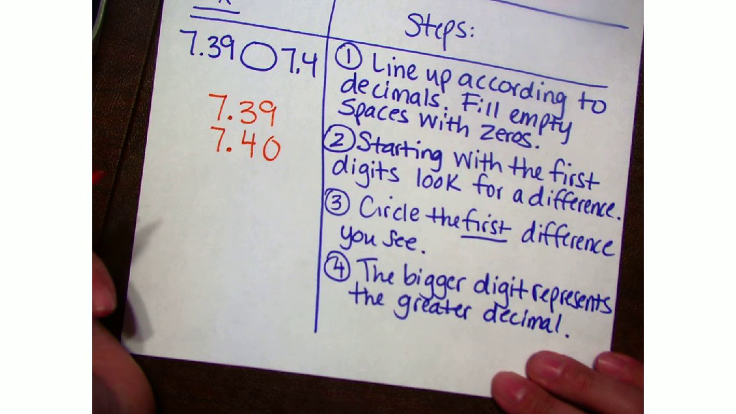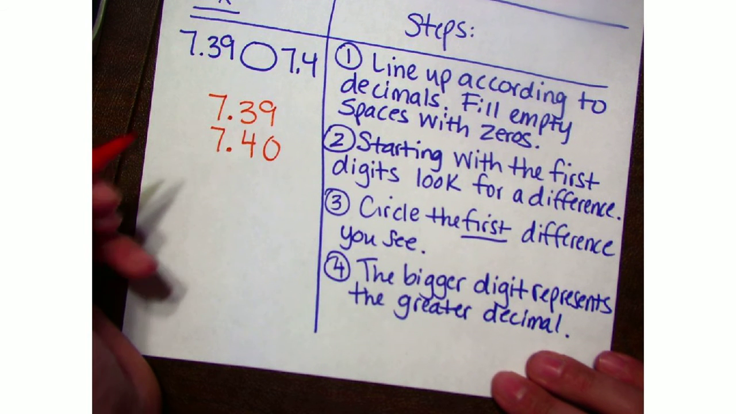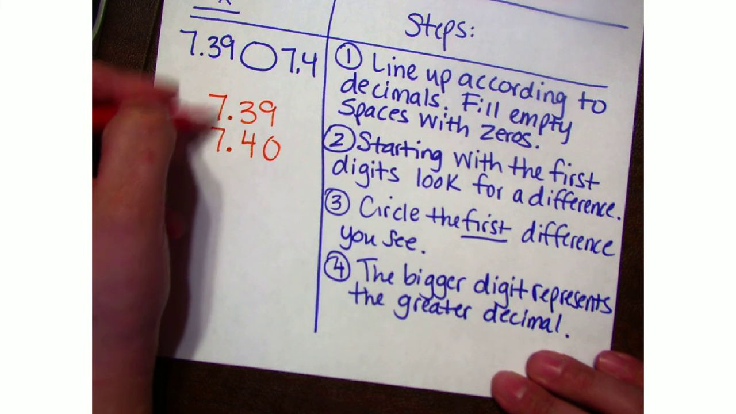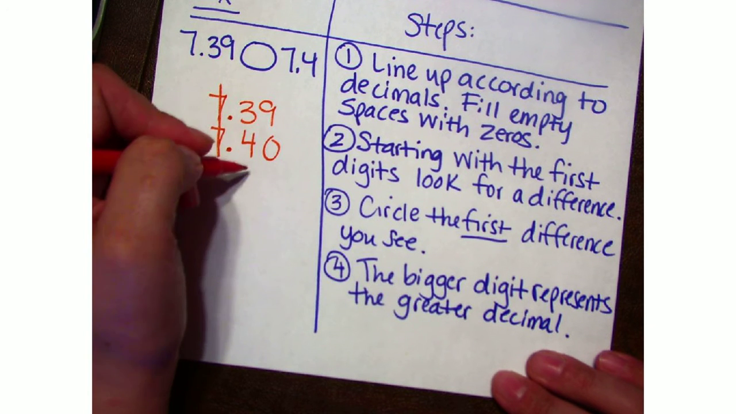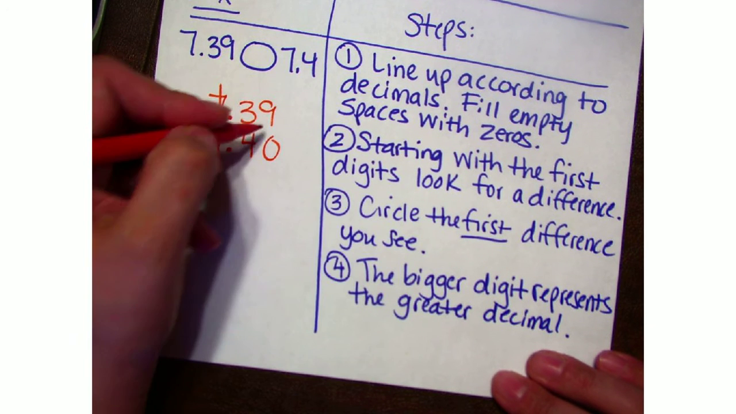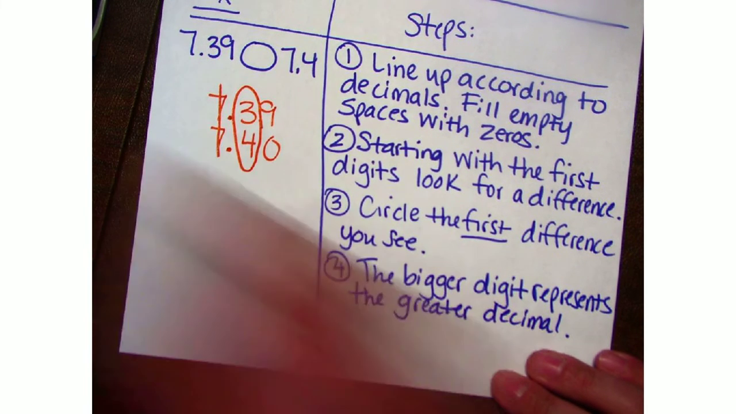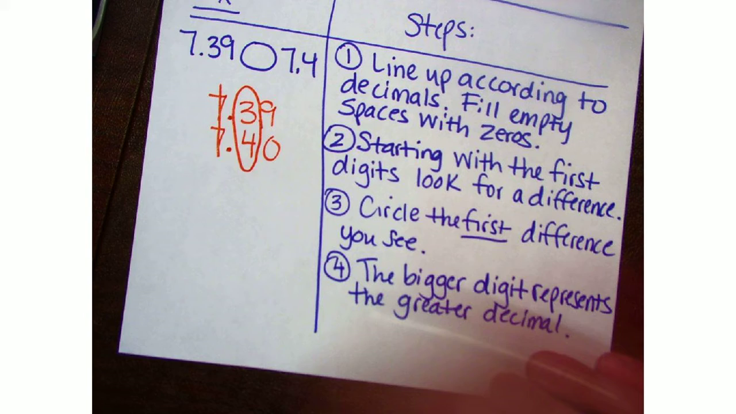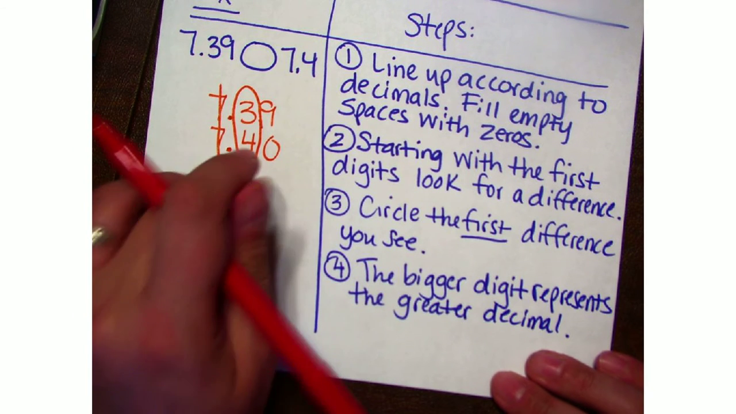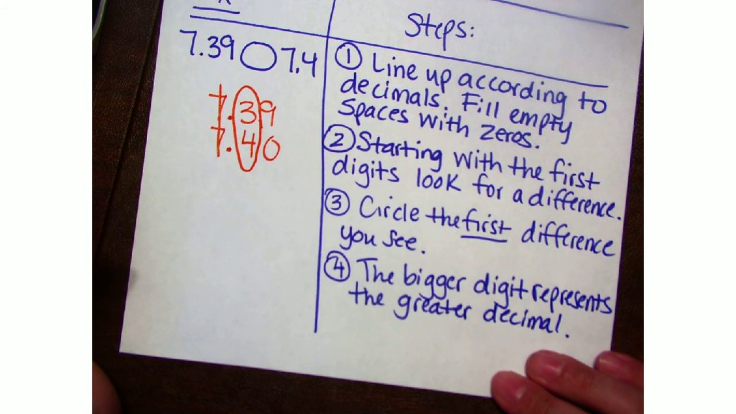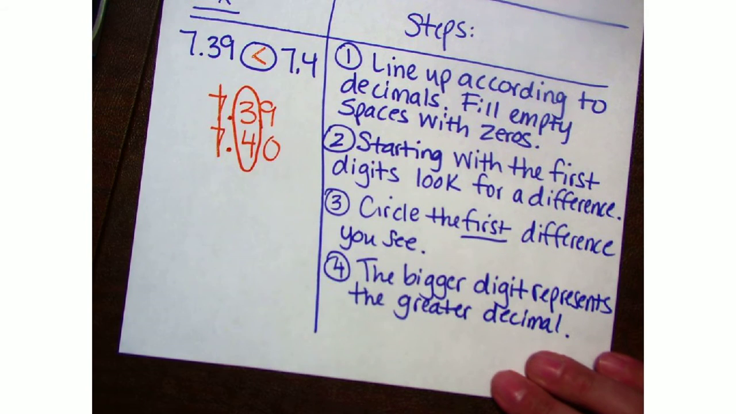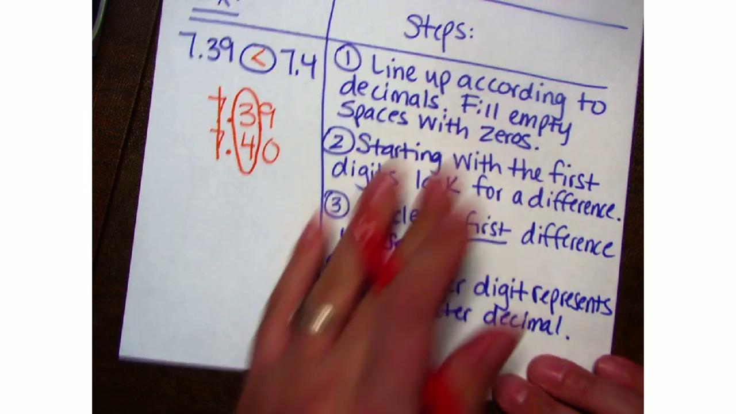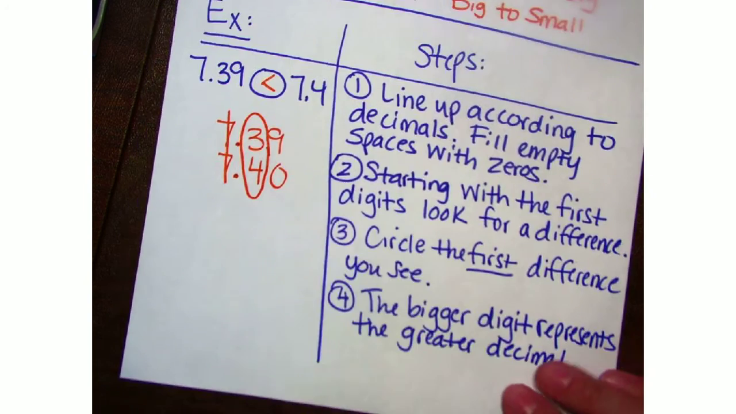Step 2 wants you to start with the first digits and look for the difference. What I mean is they both have a 7, so we're going to cross it off and move into the next column. There's my first difference. Step 3 says circle the first difference that you see. So there I am circling the 3 and the 4. The bigger of the two represents the bigger or greater decimal. So 7.4 is greater. So when I go back into my circle, my symbol is going to go towards that 7.4. And I'm not going to draw my little Pac-Man symbol, even though I'm going to think about it in my head.